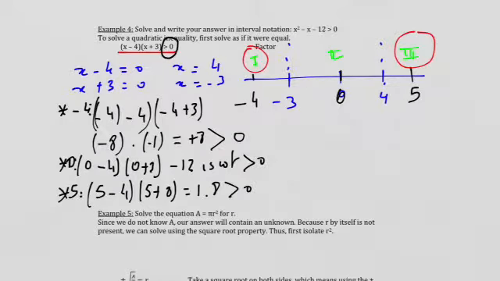So the interval notation is going to be negative infinity, negative 3, union 4, plus infinity. Let me erase that. Union 4, plus infinity.